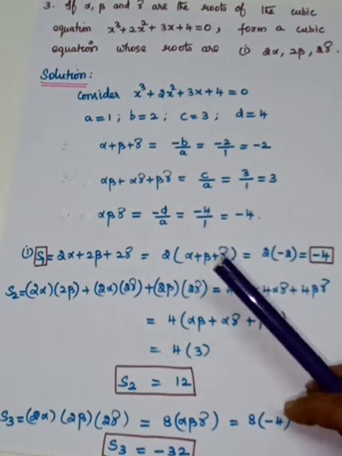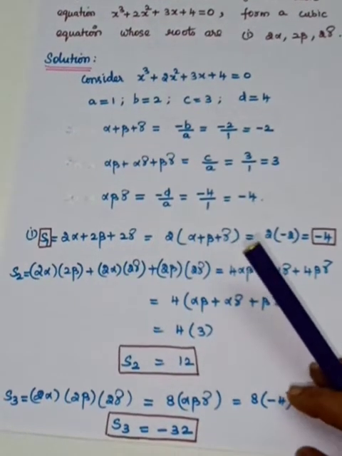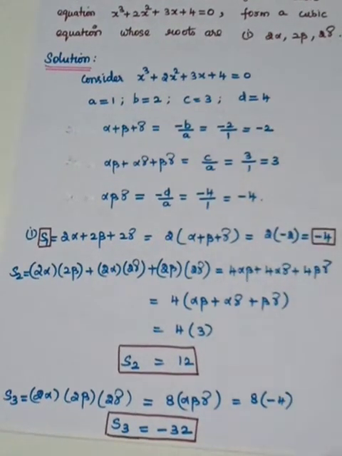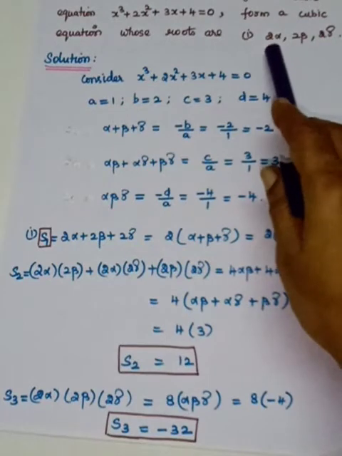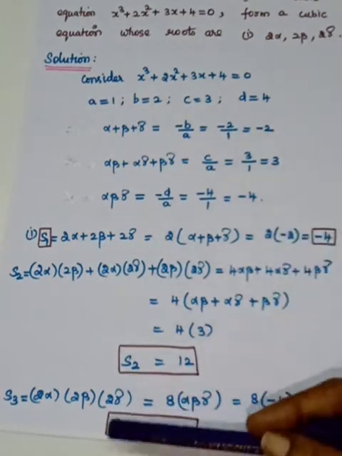Next, you have to take the three roots taken at a time. Therefore you will have 2 alpha into 2 beta into 2 gamma.